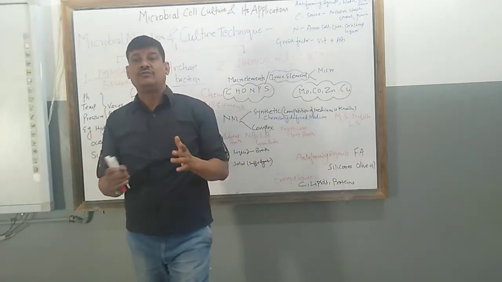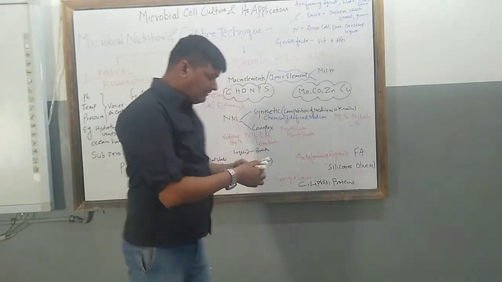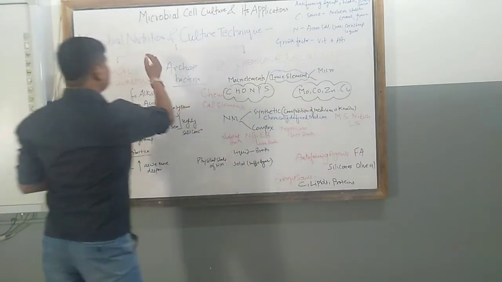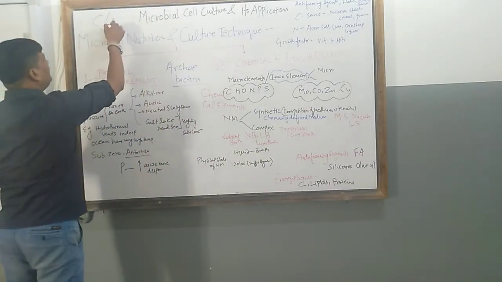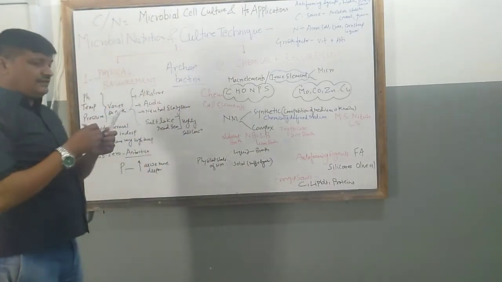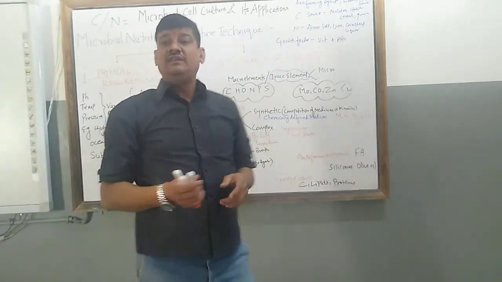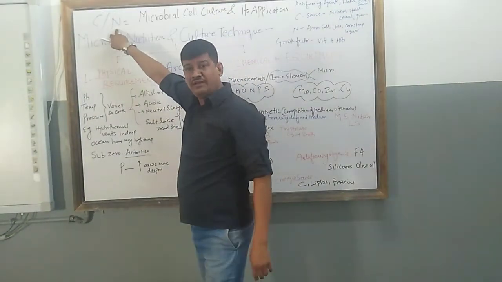These three things we take as a nitrogen source. And you must know that there is one proportion we call the C/N ratio. What is the C/N ratio? C stands for carbon and N stands for nitrogen.